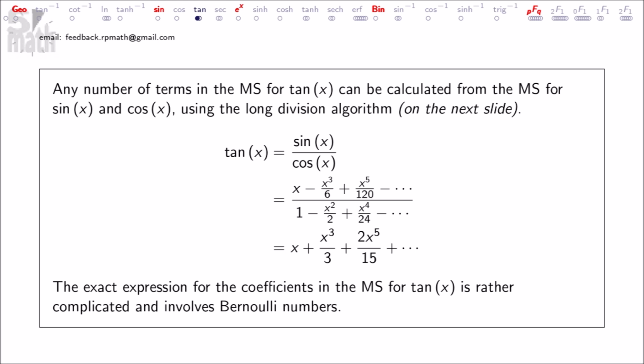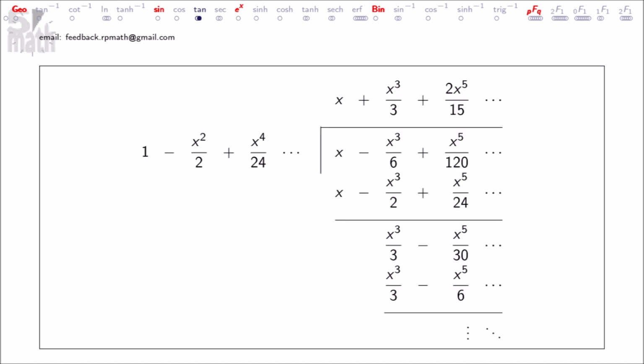The exact expression for the coefficients in the Maclaurin series for tan is rather complicated and involves Bernoulli numbers. Using the long division algorithm.